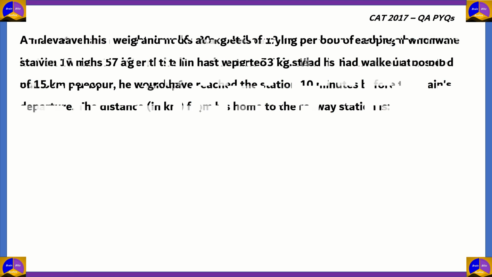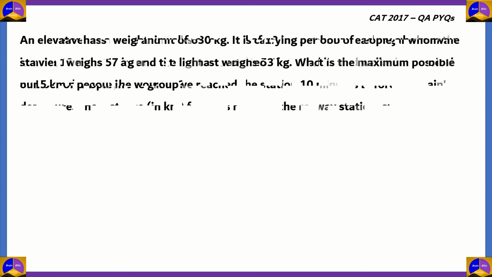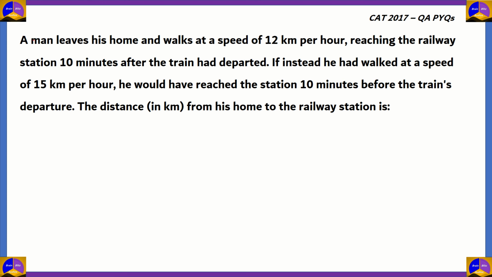Provided that the heaviest person weighs 57 kilograms, the lightest person weighs 53 kilograms, and the weight limit is 630. So since the question is providing us the condition of the heaviest weighing 57, we do need to take that into account. And then we use the lightest weight indiscriminately to find out the maximum number of people that you can fit in the elevator. So that's how we solve this question.